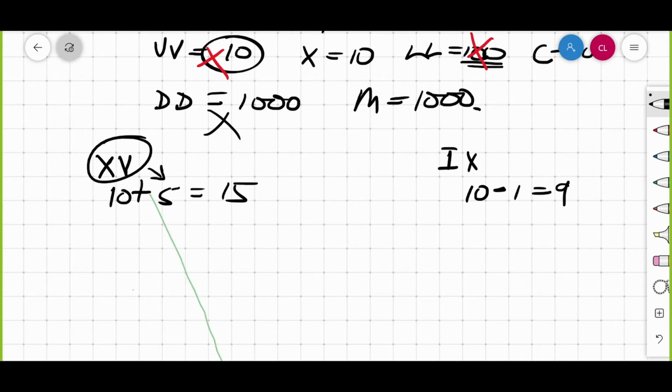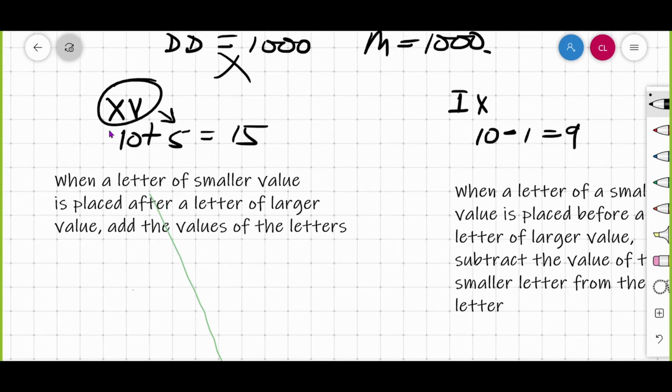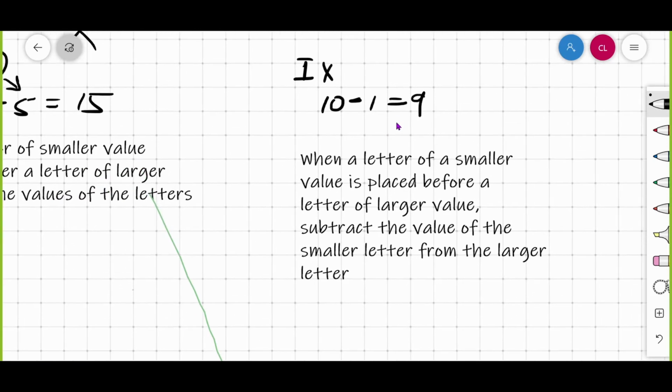Let me see if I can write this as a rule. Okay, read this one on the left for me, please. When a letter of smaller value is placed after a letter of larger value, add the values of the letters. That is why X and V ends up being 15, because 10 and 5 make 15. Clear? Yes, sir.